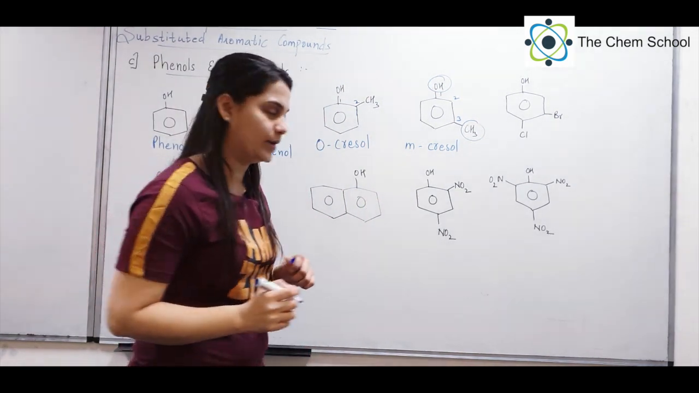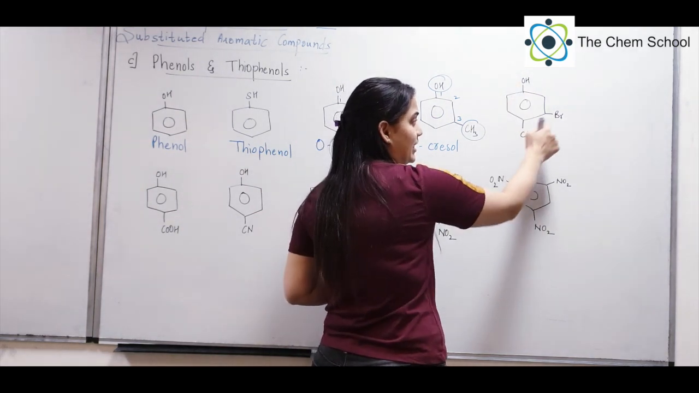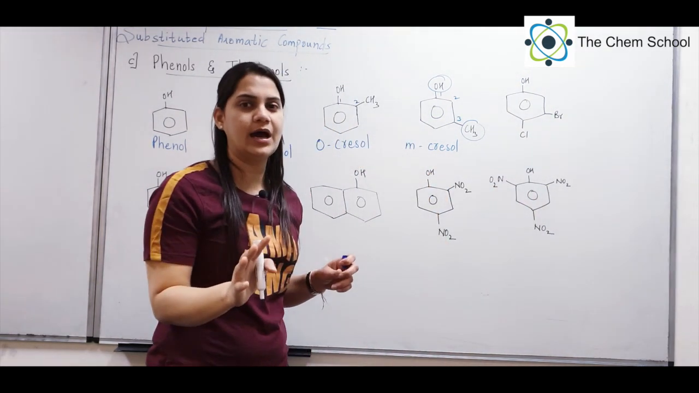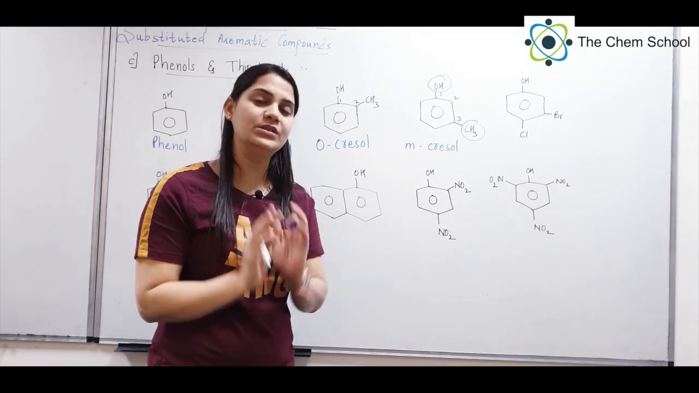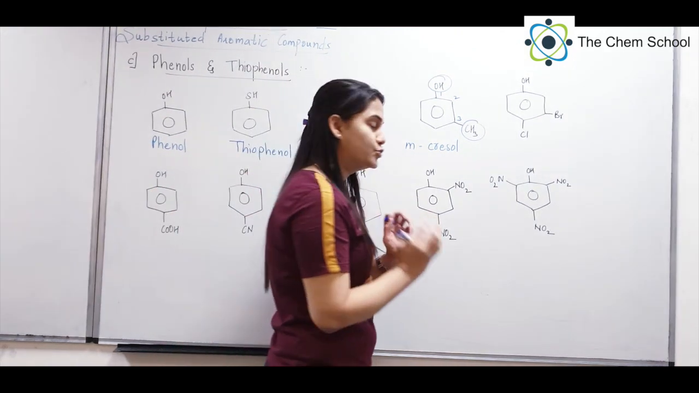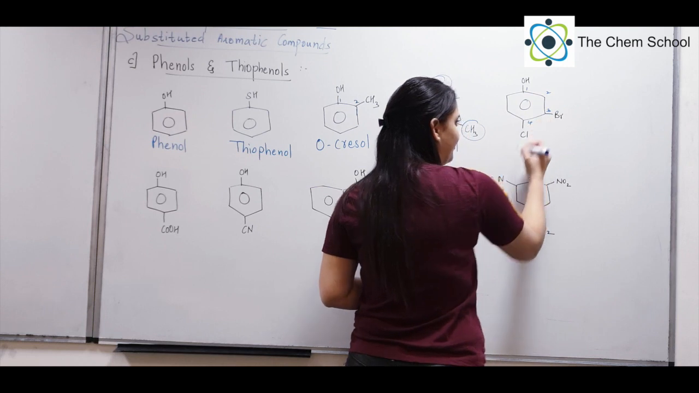Have a look at the next one. In this case, the aromatic ring is with OH and with halogens. We know that halogens are substituents. So in this case, the priority will go to OH, so numbering will start from OH onwards. So let's do the numbering first. This is going to be 1, 2, 3 and 4.